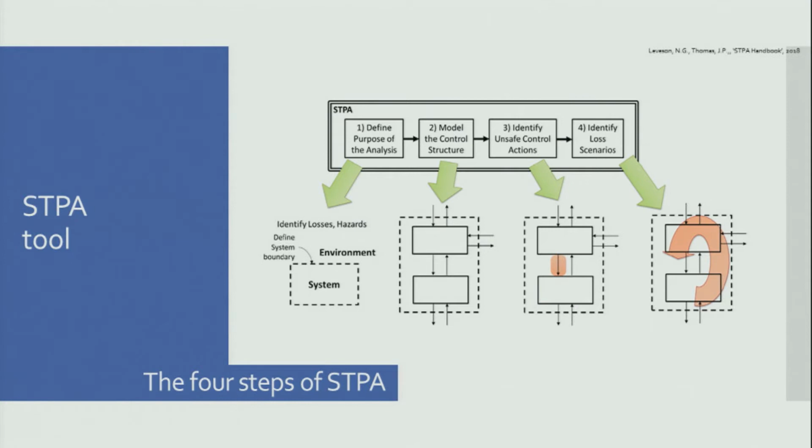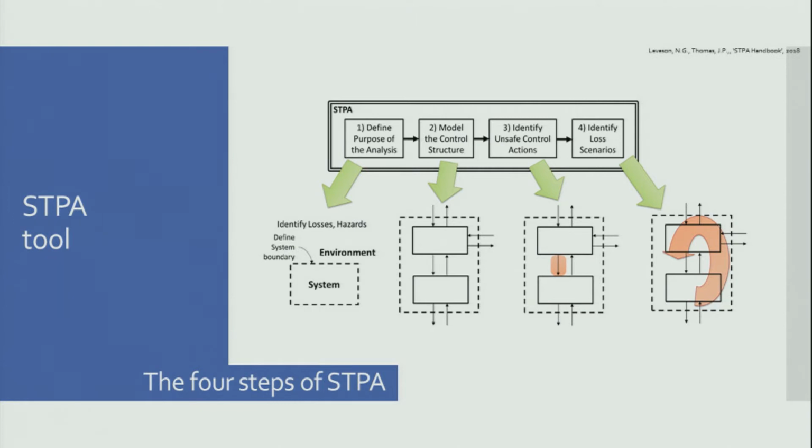From the handbook you can see that the STPA is made of 4 steps. The first one is just to define which is the system you are interested in. So you can define the system boundaries, and it means that you are able to define also the environment. And the very first part is to identify hazards and losses.